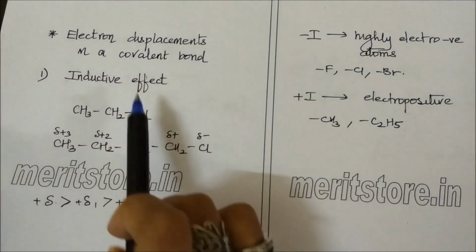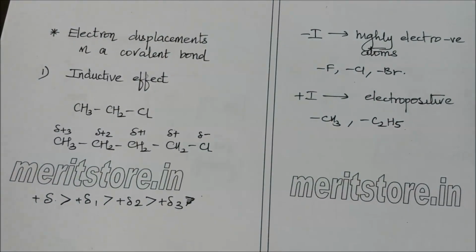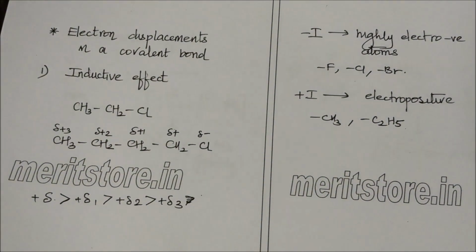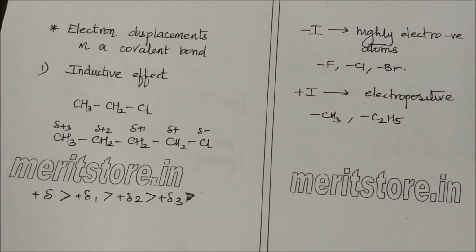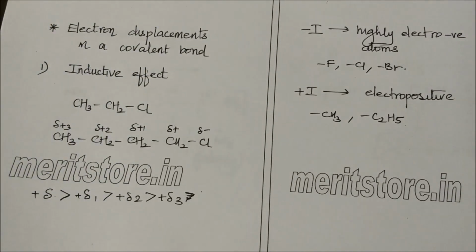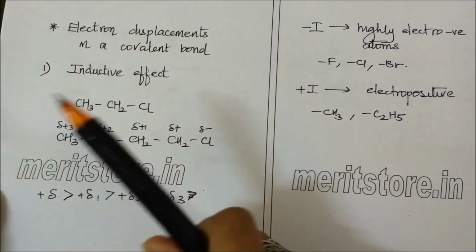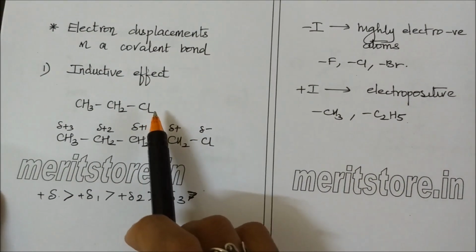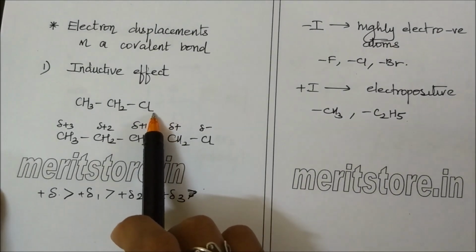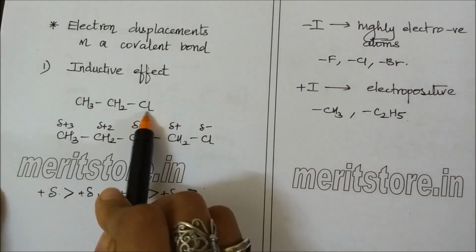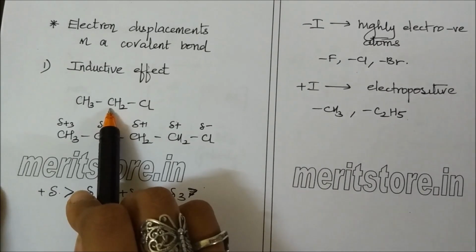Let us now look at electron displacements in a covalent bond. The first effect that we're going to look at is the inductive effect. Let us consider the molecule ethyl chloride. Ethyl chloride is a polar molecule as there is a high difference in electronegativity between chlorine and carbon. Hence, it is a polar molecule.